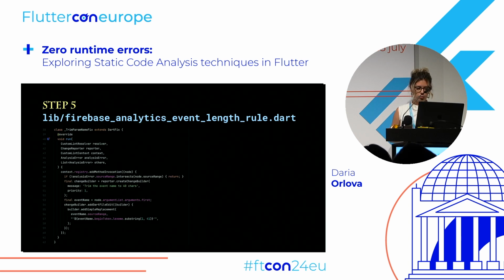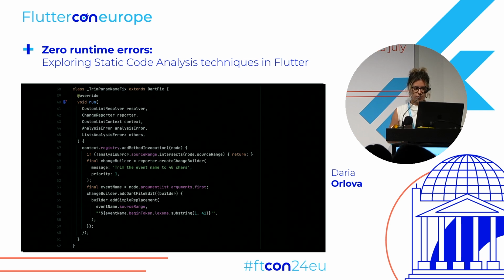And what we also want to do is give it a fix, an autofix. So in order to do that, we need to extend a class called DartFix and also override the method run. It has even more parameters. In a similar way, we add a method invocation callback. We check if the source range is the same where we actually found the error previously.